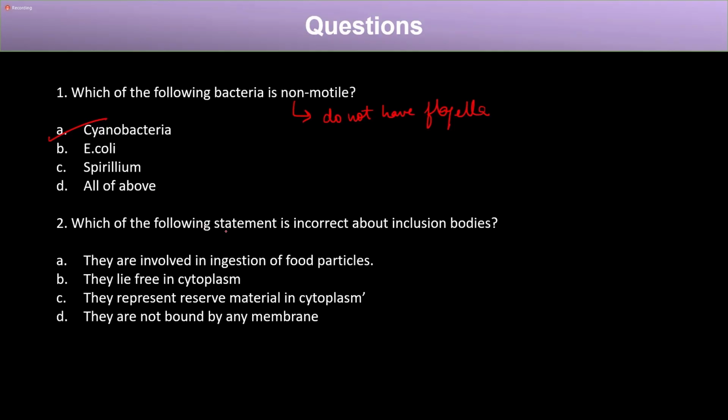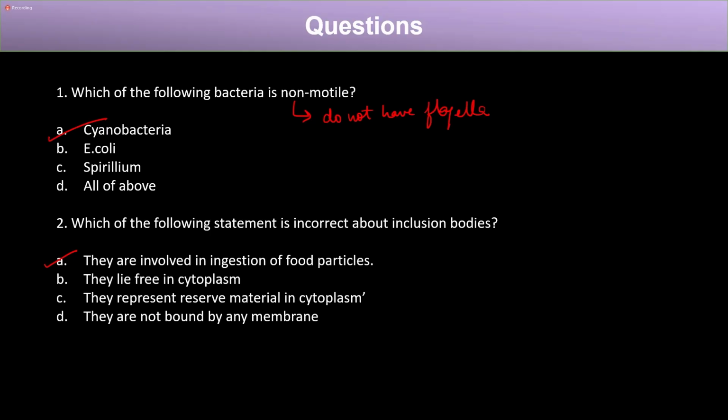The second question is, which of the following statements is incorrect about inclusion bodies? They are involved in ingestion of food particles. They lie free in cytoplasm. They represent reserve material in cytoplasm, and they are not bound to any membrane. What will be the correct answer? What is incorrect is that they are involved in the ingestion of food particles, because they are responsible for storing the material. They do not ingest food particles. The one that ingests food particles should be present over a membrane.